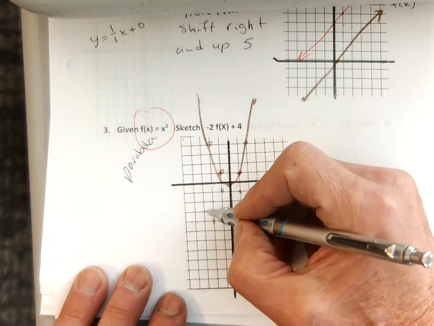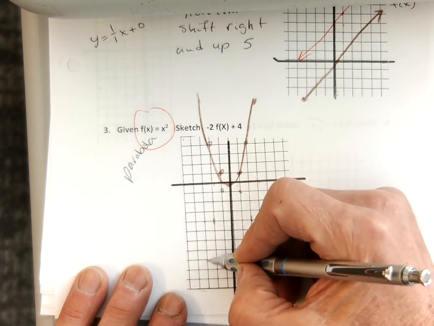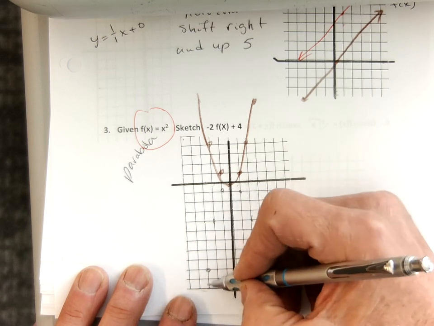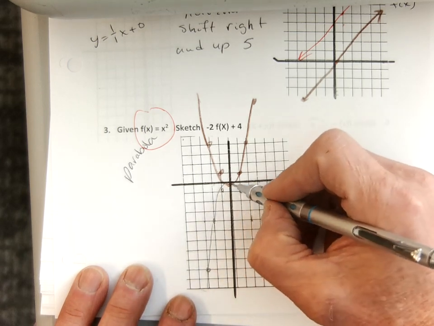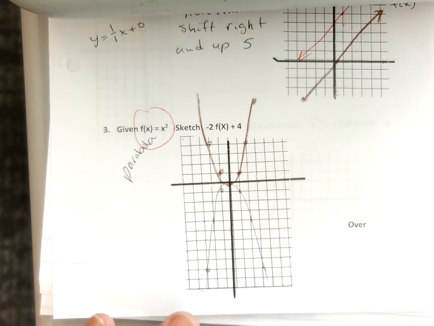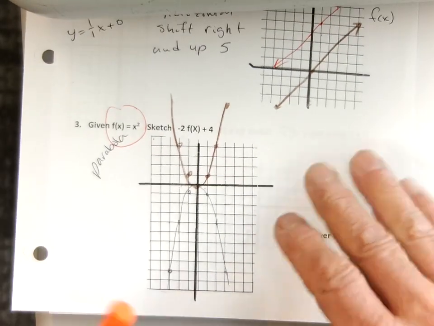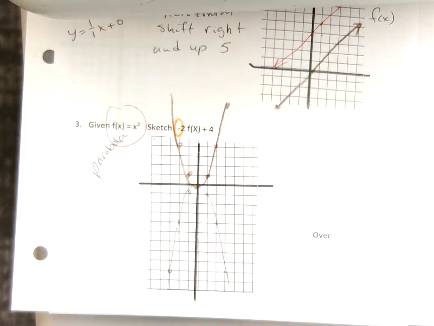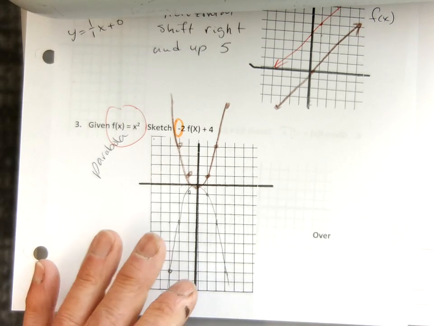3, 1, 2, 3, 4, 5, 6, 7, 8, 9. Don't write this down, just watch. I'm going to do it in 3 steps. I don't expect you to do it in 3 steps. I'm going to do it in 3 steps so you can see what I've done. Okay, first thing I did is I did a reflection.